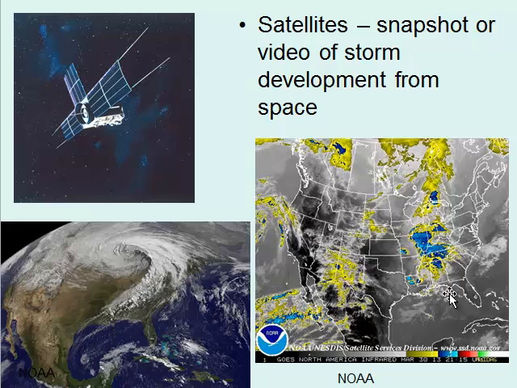And then here you can see a combination of the visible cloud cover, and then also the colors are showing you infrared variations that will actually tell you the intensity of that cloud cover.